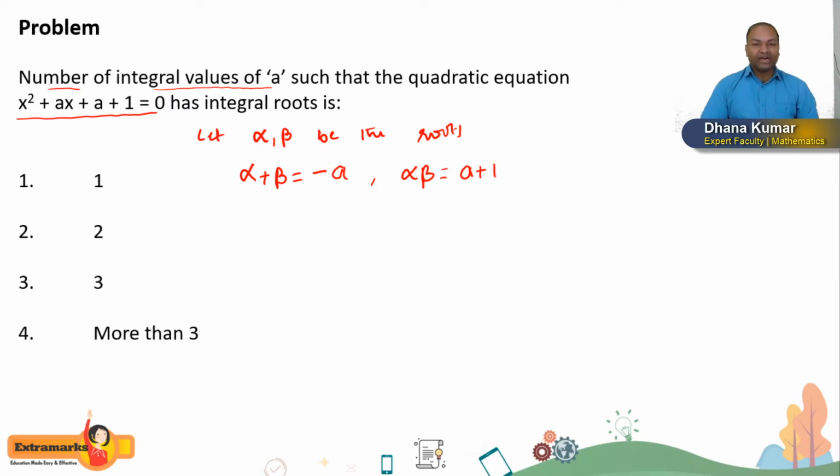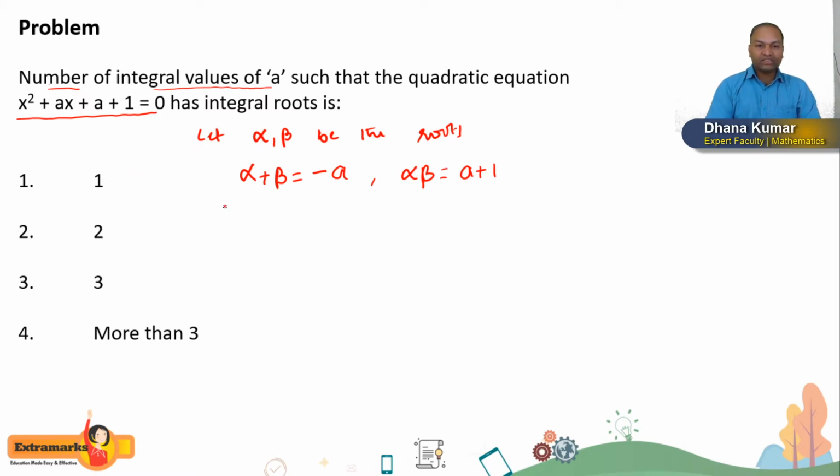Actually we want the a value. See, if you know the alpha and beta values, we can easily find it here. Is it correct or not? Right. So what is our target? You have to find the alpha and beta values. Right. How to find alpha beta? Solve these two equations. Solve two equations.